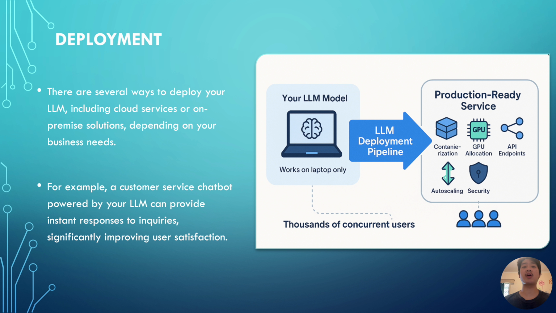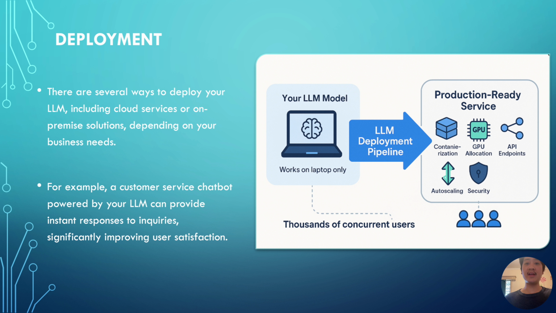Once your model is trained and fine-tuned, the next step is deployment. There are several ways to deploy your LLM, including cloud services or on-premise solutions, depending on your business needs. You want to ensure that your model can handle real-time requests, so scalability and performance are key considerations. Implementing APIs can also streamline the integration process, allowing businesses to easily incorporate your LLM into their existing systems.